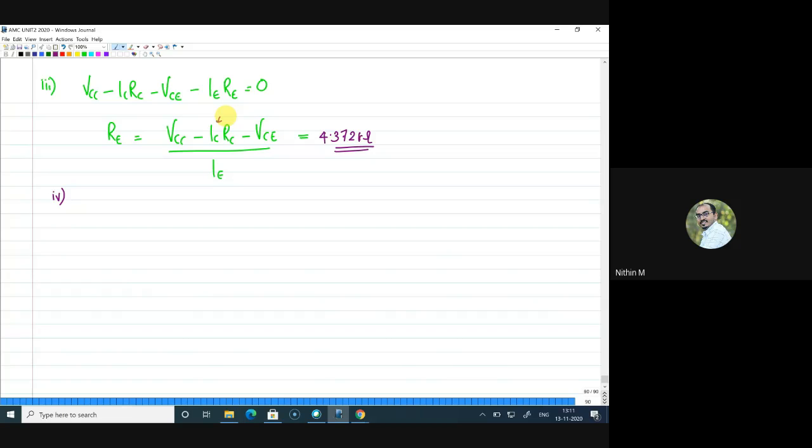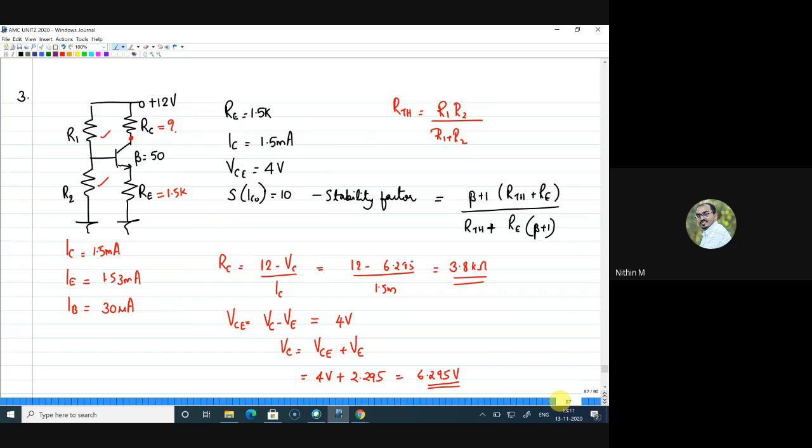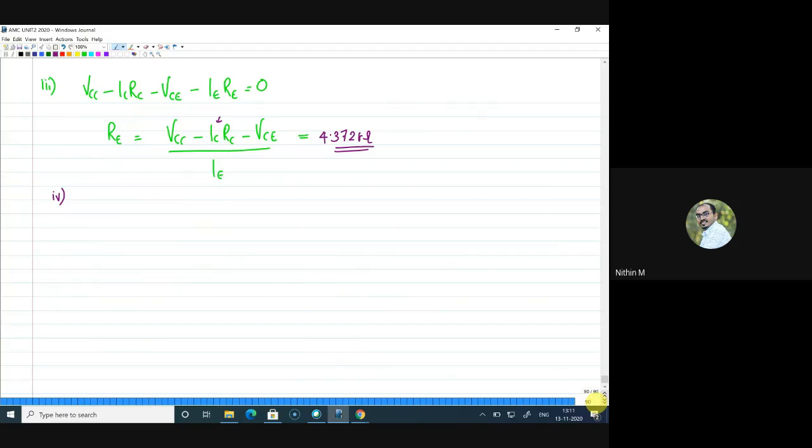You can go back and repeat the same steps as before. You can convert the circuit and write the equation for VTH. You can do all these things and finally tell me what is the value of R1 and R2. That will become your fourth step. And after that, you can find Zin and Zout. I hope you guys can do this.